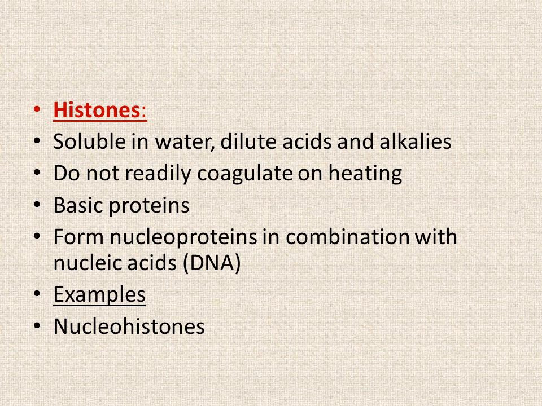The second category of simple proteins is histones. Histones are also basic proteins, and they are also nucleoproteins, and histones can also be found in humans. They are very important nucleoproteins which are present in combination with DNA inside the nuclei of human cells. These histones are soluble in water, dilute acids and alkalis, and they are not readily coagulable on heating, that is, they have to be heated for quite some time before they coagulate. And once again, they are basic in nature, and the examples are nucleohistones, which are present in humans.